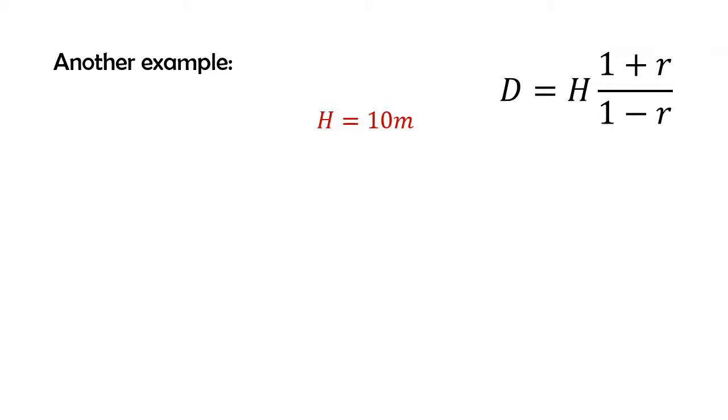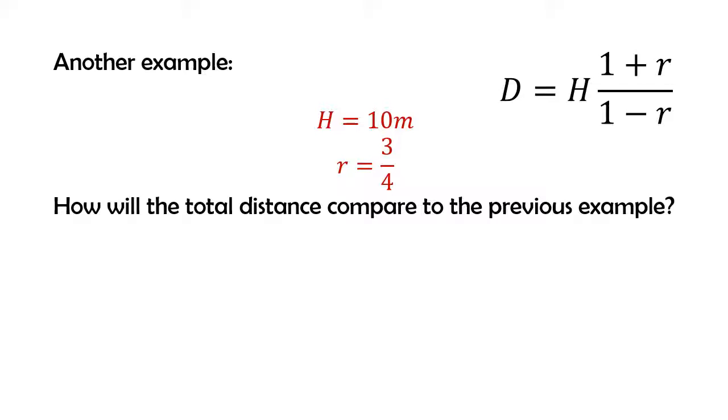So let's do one more example just to see something interesting. There's our formula. And let's start now with a height that's lower than our previous one. This one's 10 meters instead of 16 meters. But we're going to make our common ratio 3/4 instead of 1/2. The question is, how do you think the total distance traveled by the ball will compare to the previous example? Will it be the same? Will it be more? Will it be less? So let's plug in the values and find out.